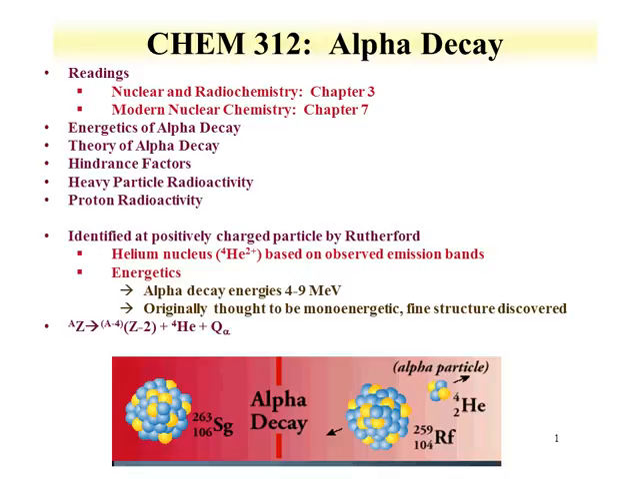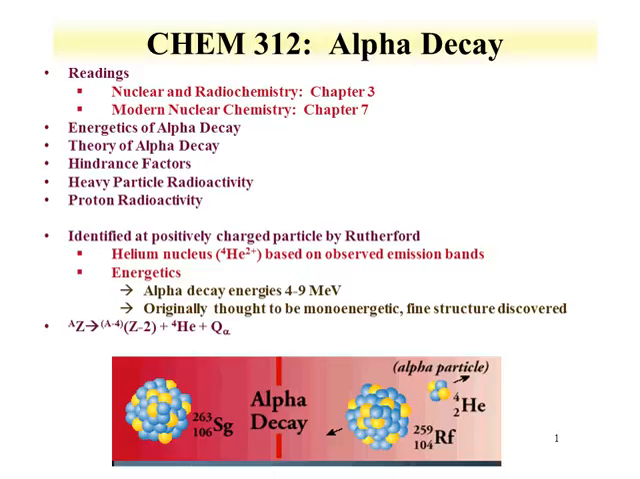Alpha decay, as we learned, was observed by Rutherford. He identified that the alpha particle was a helium nucleus, doubly charged, bare ion, no electrons. Alpha decay energies we can measure are generally between 4 and can go as high as 11 MeV, and it was originally thought to be monoenergetic. Upon measurements, fine structures were discovered, and we'll discuss that.